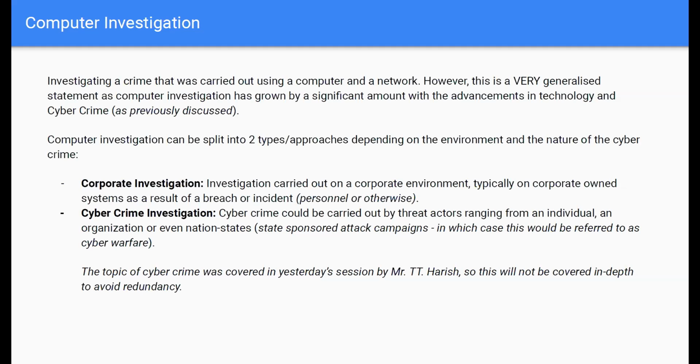For cybercrime investigation, the main difference would be none of the target systems are owned by the government unless it's an actual government system that's being investigated. They don't have any rights to that system, so they would obviously need a search and seizure warrant before they could even go to the location where the target system is.